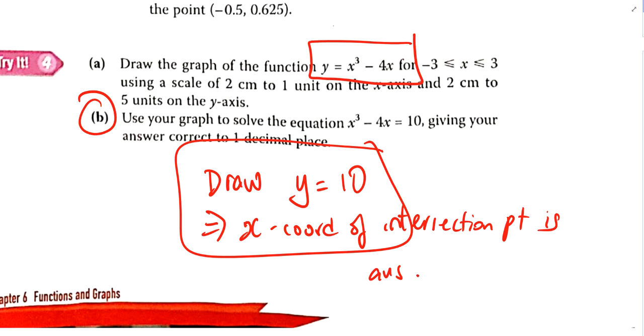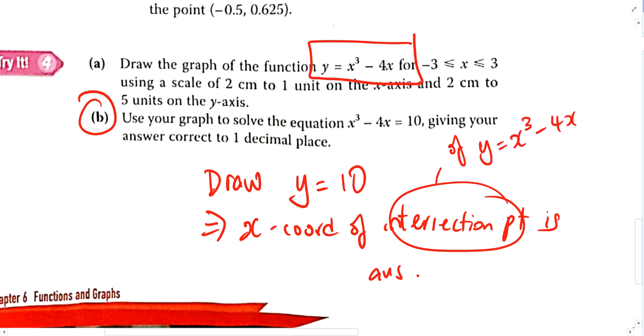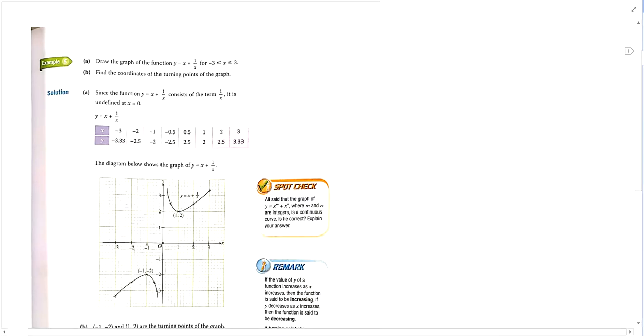Understand or don't understand? Seriously? Okay, understand? Intersection of what? Which graph? Of y equals to x cubed minus 4x and y equals to 10 will be our answer. Okay? Let's try something more challenging.